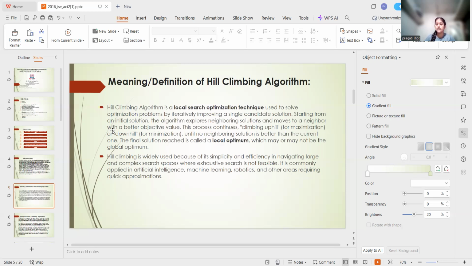It is called hill climbing because the algorithm climbs step by step toward the peak, which represents the best solution. Hill climbing is widely used because of its simplicity and efficiency in navigating large and complex search spaces, where exhaustive search is not feasible. It is commonly applied in artificial intelligence, machine learning, robotics, and other areas that require quick approaches. This is the definition.